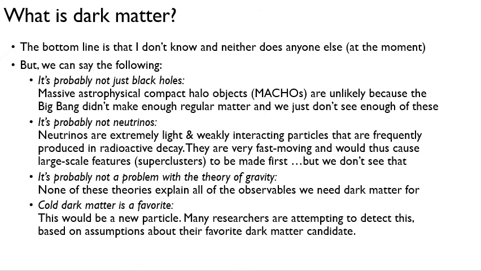So the favorite is something called cold dark matter, and the idea is it's a new particle. We call it cold just because it has to be massive enough that it's not really fast moving. And that's basically the constraints we have on it. A lot of researchers are attempting to detect this, and so the idea is that some theory proposes a dark matter particle, like axions are one, weakly interacting massive particles are a whole category of another. And then based on the assumptions of the properties that dark matter particle would have, experiments are designed to look for this.